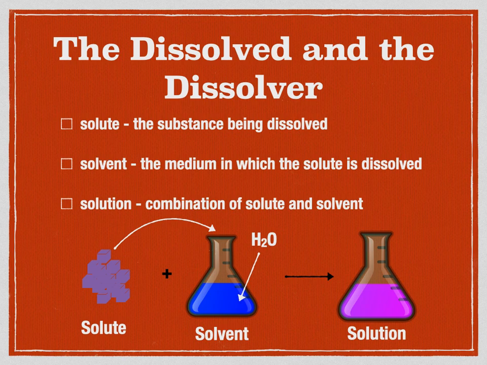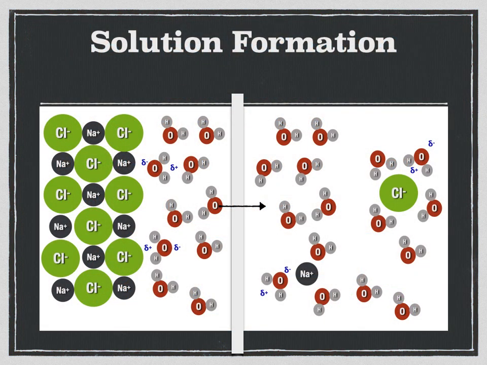Let's look at what's happening during solution formation. So here we have a solution of salt water being formed, and on the left side we have solid sodium chloride in its three-dimensional crystalline structure. When you put those salt crystals in water, water is a polar molecule, it has a positive side and a negative side. That negative side will line itself up and attack those positive ions in the crystalline structure.